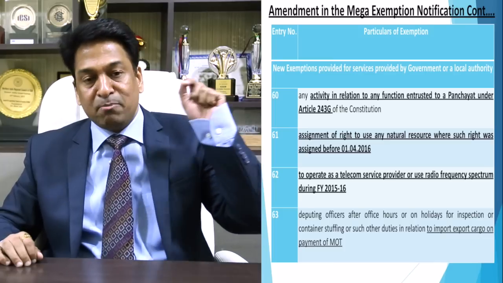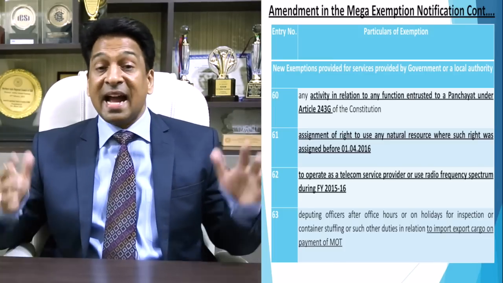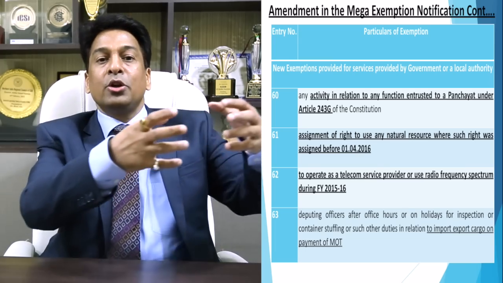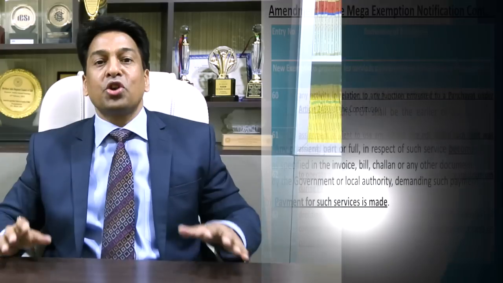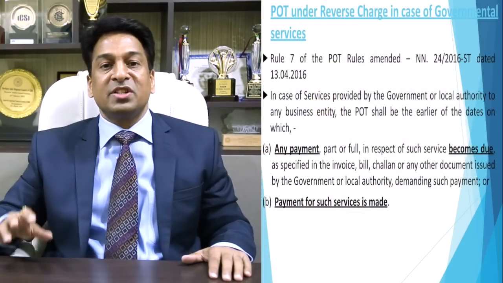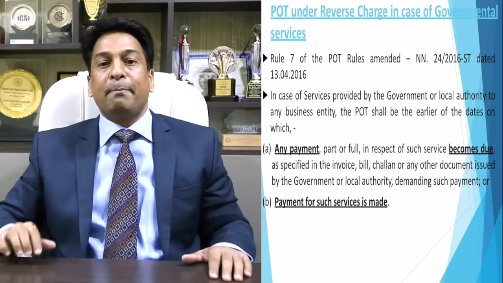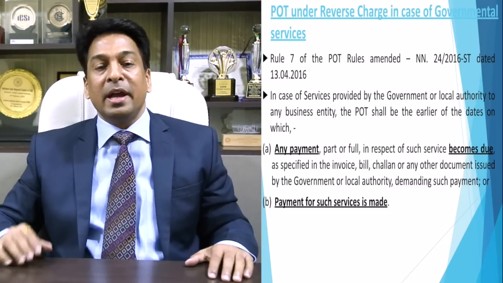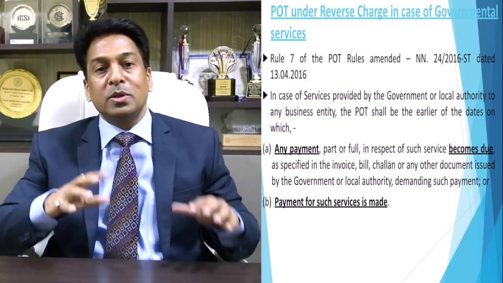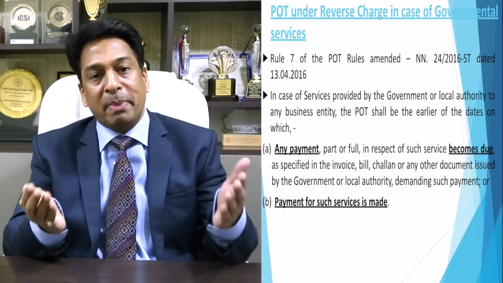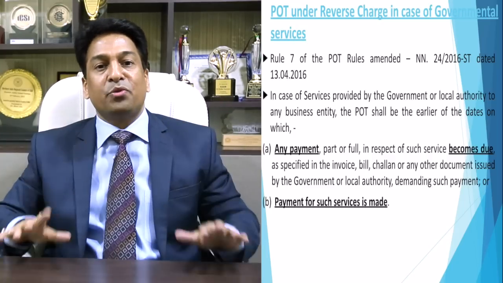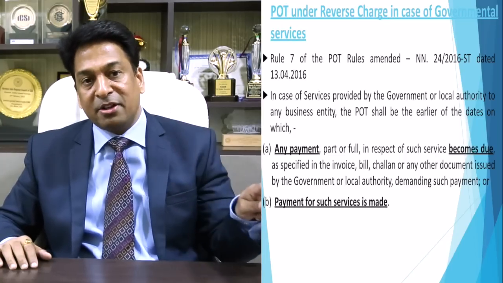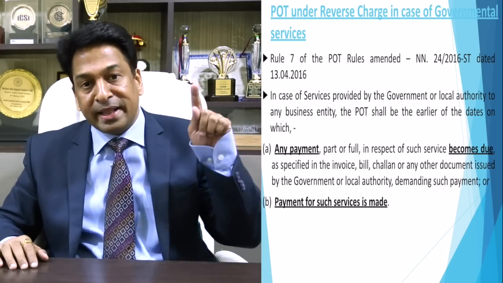Now going further, as we all know, any service provided by government or local authority to business entity is under reverse charge. Business entity has to pay service tax under reverse charge from 1st April 2016. So reverse charge POT would be applicable. In terms of Rule 7 of POT Rules, for reverse charge generally the date of payment is the POT, provided payment is made within 3 months from date of invoice. If payment is not made within 3 months from date of invoice, then the date following the end of 3 months would be the POT.